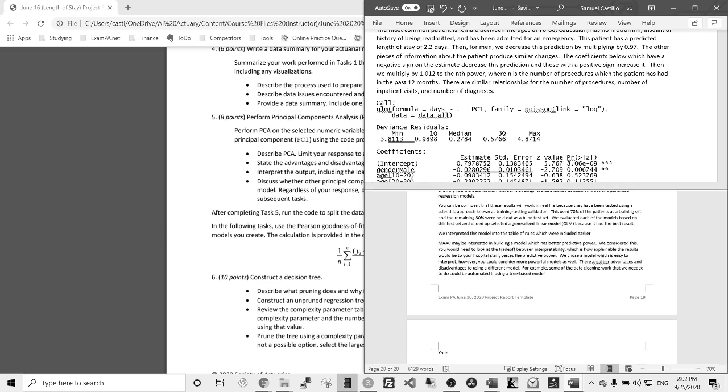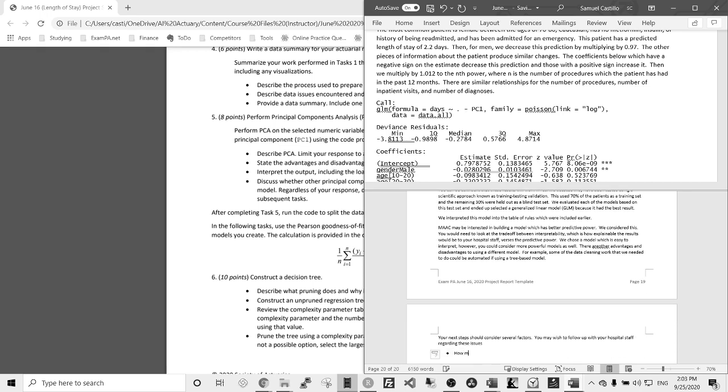So your next steps should consider several factors. You may wish to follow up with your hospital staff regarding these issues. Then just try to think about different factors that would change if you were to conduct this analysis again. For instance, how may these results change for non-diabetes patients? Or what additional data could be collected on these patients?